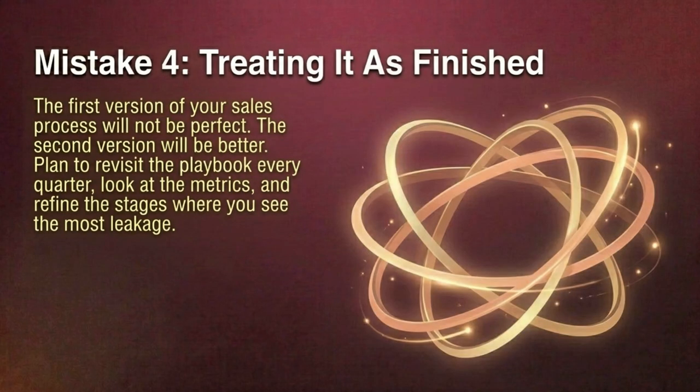The fourth mistake is treating the process as finished. The first version of your sales process will not be perfect. The second version will be better. Plan to revisit the playbook every quarter, look at the metrics, and refine the stages where you see the most leakage.